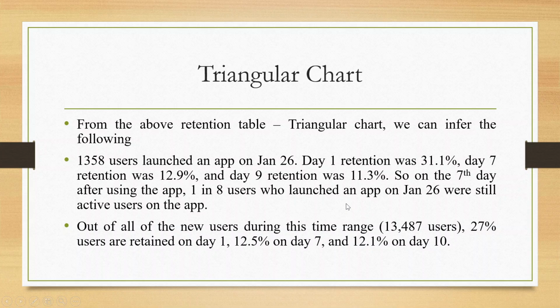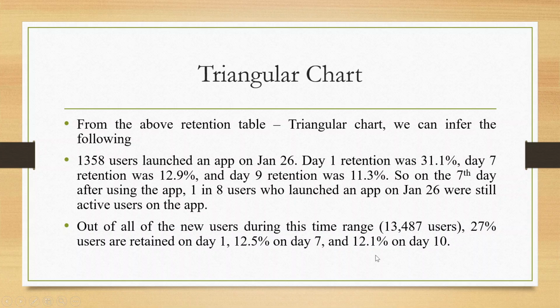So on the 7th day after using the app, 1 in 8 users, which means if we take the percentage of this 1358 and multiply by 0.113, we get 1 in 8 users who launched an app on January 26 were still active users on the app. So out of every 8 users, 1 was active. Out of all the new users during this time range, 27% are retained on day 1. 12.5 on day 7. And 12.1 on day 10.